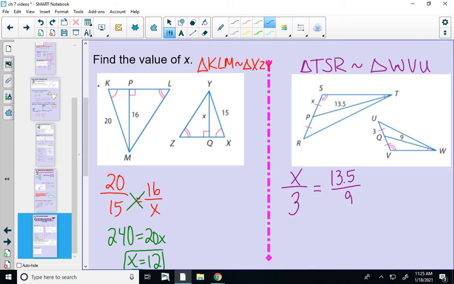All right, now we're going to cross multiply. 3 times 13.5 is 40.5. X times 9 is 9x. Divide each side by 9. X should be 4.5.